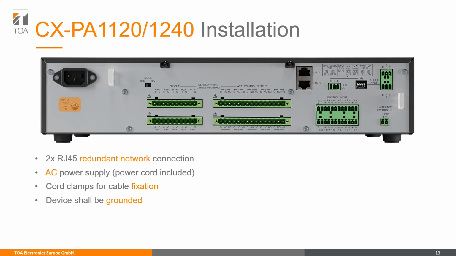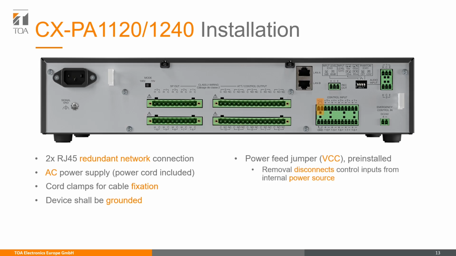And we have a specialty regarding the control inputs. One of them is the power feed jumper called VCC. This is pre-installed at the unit. If this jumper is removed, then the control input is disconnected from the internal power source. This means you have to connect an external power source for the control input. Just below the power feed jumper, there is the isolation jumper, GND, which is also pre-installed. If you remove this jumper, then the control input will be disconnected from the ground of the internal power source. In most cases, both jumpers can be just left where they are.